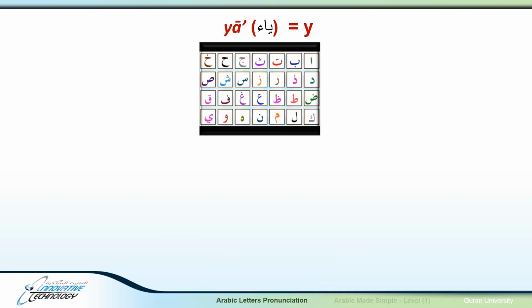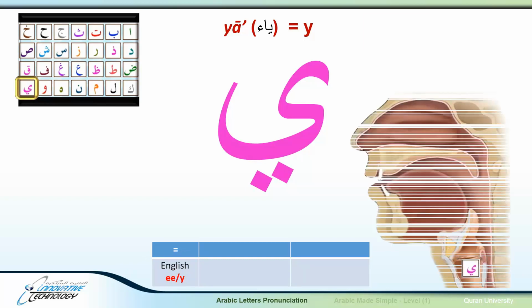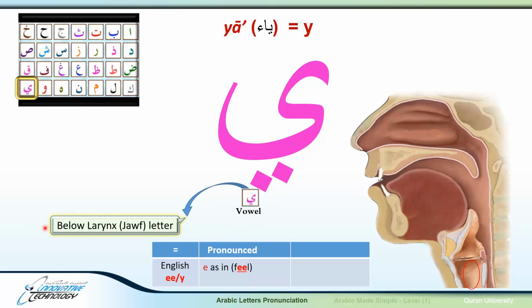The next letter is the ya. It looks like this, and it is similar to the double E in English, or a Y. If it is pronounced as E, like in feel, then it is coming from below the larynx, below the vocal cords, the jawf, and it's a vowel, and it is classified as a jawf letter, a below-the-larynx letter, articulating from below the larynx.